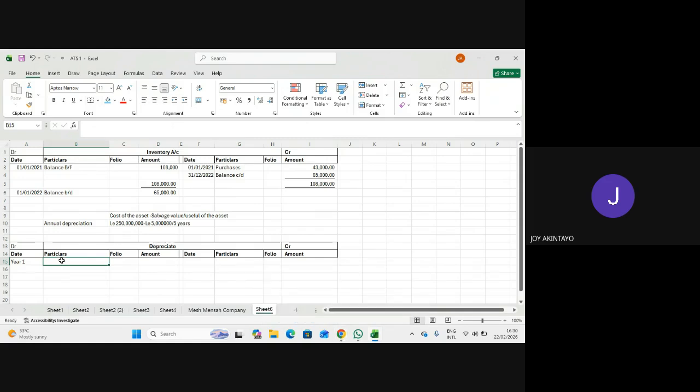Then we have accumulated depreciation, because this asset is going to accumulate depreciation. So year one. Then we just say cash or bank.